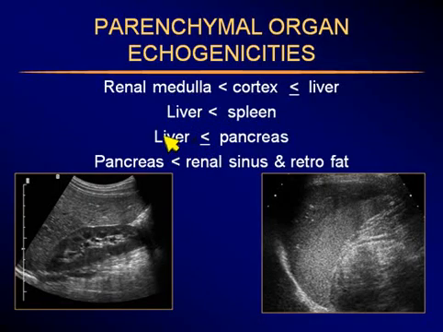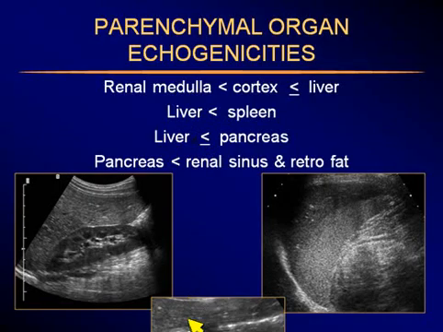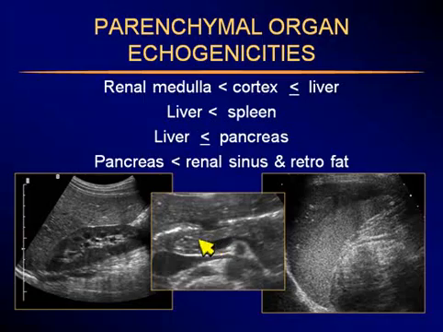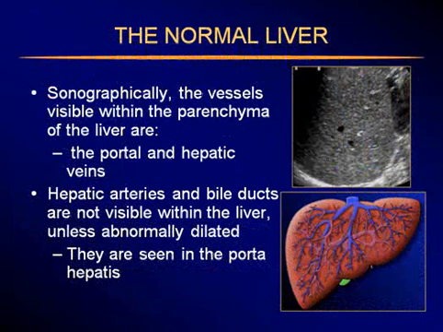Now, the liver is also less echogenic or equal in echogenicity to the pancreas. Pancreas is usually more echogenic, but they can be equal, especially in younger people. So here is pancreas, and here's the left lobe of the liver, and they're fairly equal. When we compare echogenicities, we should be comparing at a similar depth of the beam.